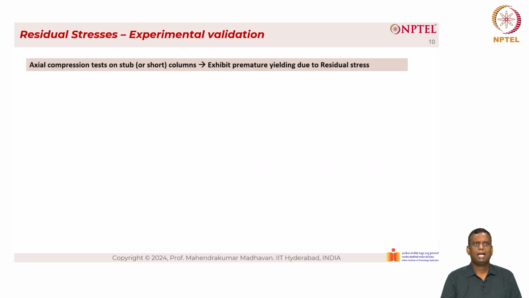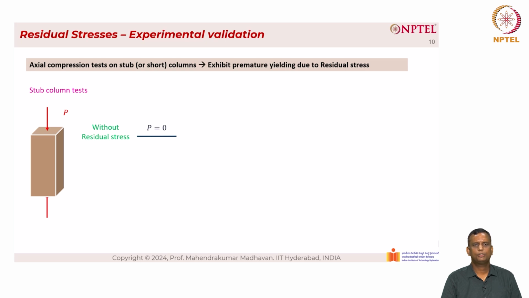The next one is the axial compression test on stub or short columns, which exhibit premature yielding due to residual stress. When we subject a stub column to axial compressive force as shown here, two scenarios are possible, one without residual stresses and one with residual stresses. First, let us look at the scenario without residual stresses. So when P equal to 0, there is no residual stress pattern. It is simply 0 here. The applied load is 0, P equal to 0.